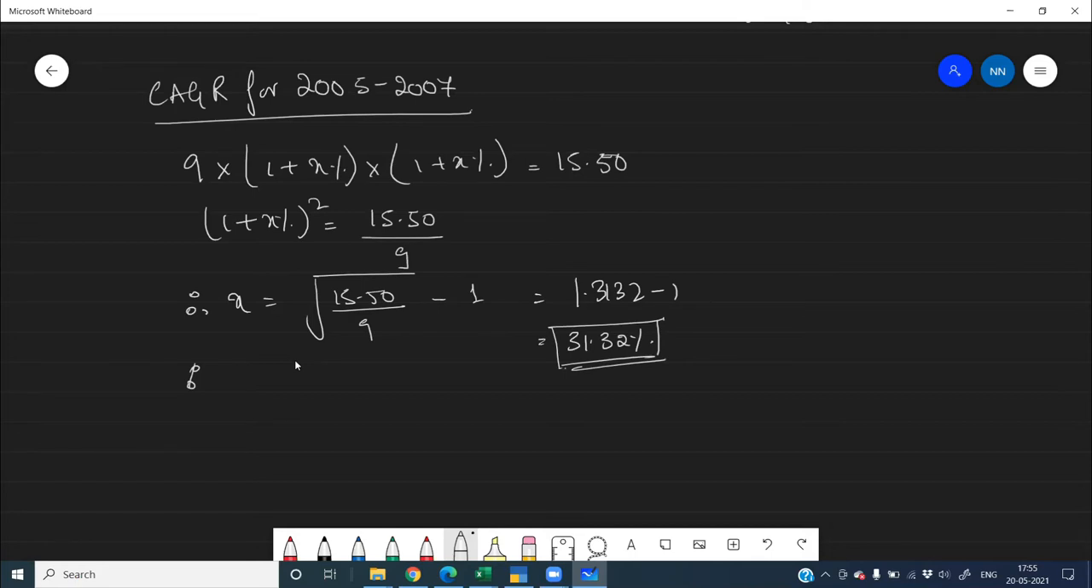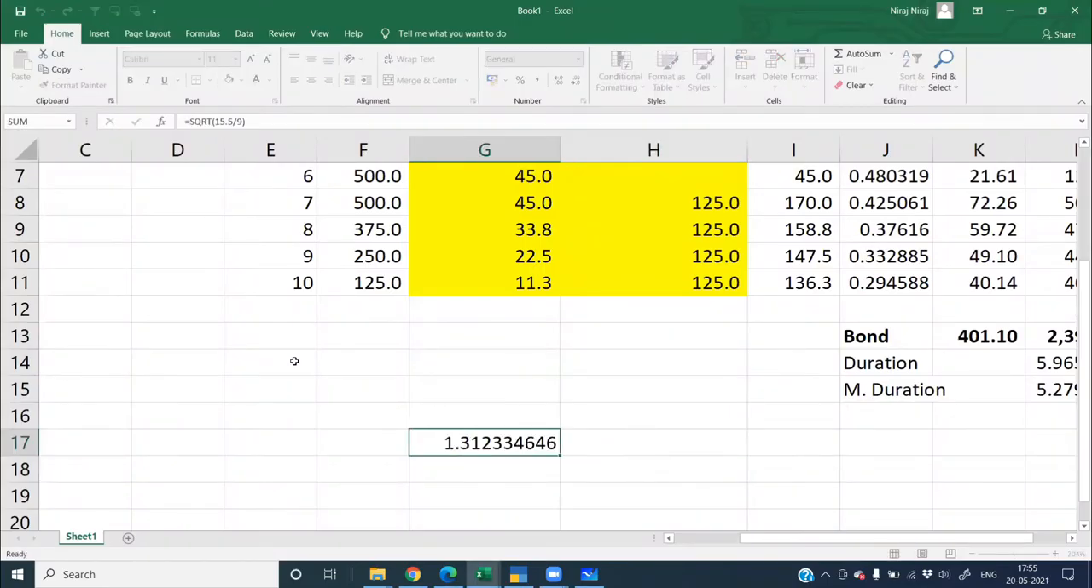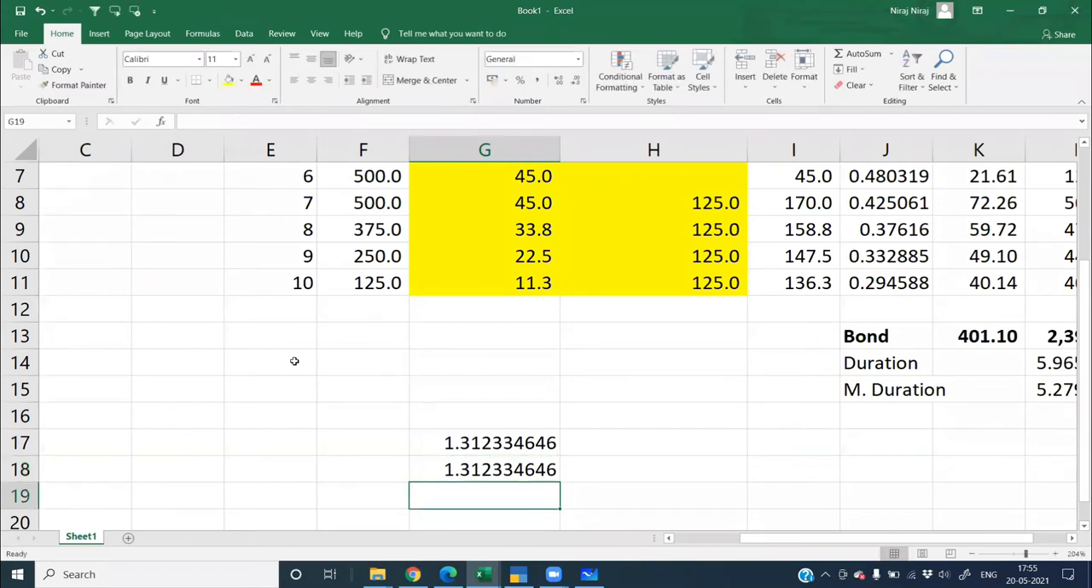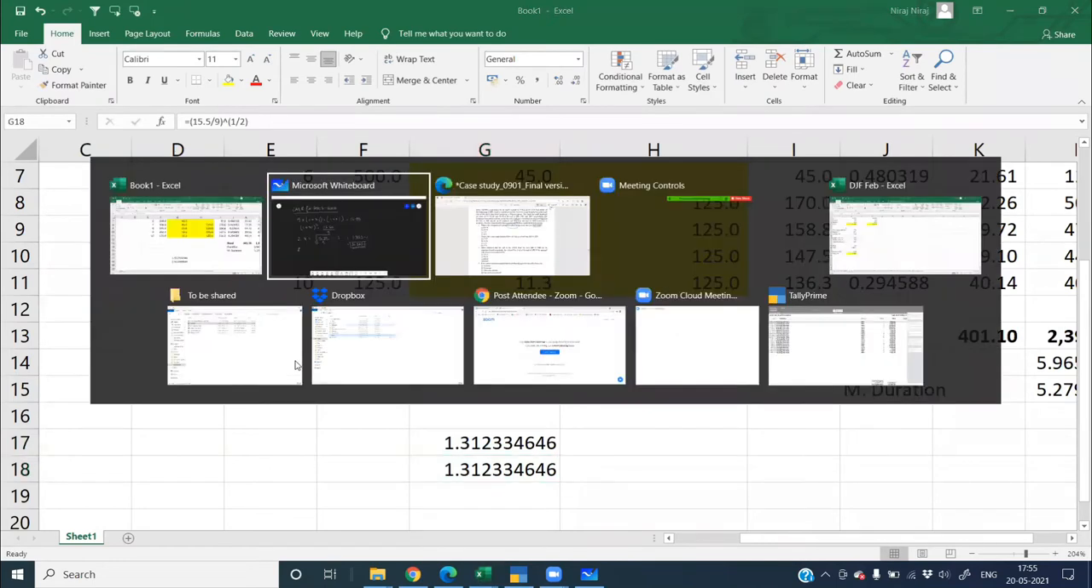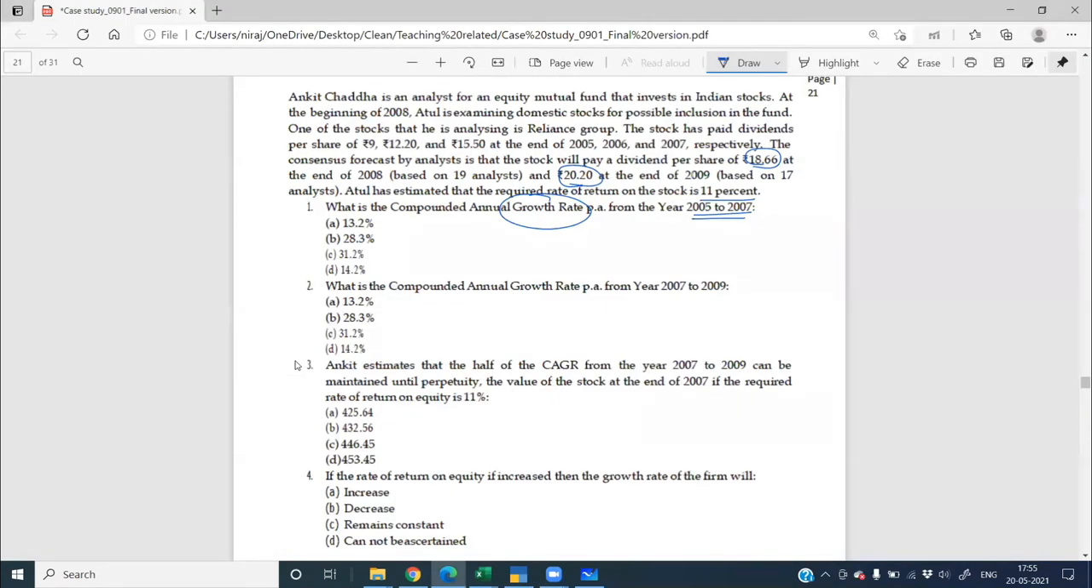The other way to solve this square root is you can also write directly, inside a bracket, 15.5 divided by 9, bracket close, raised to the power 1 divided by 2. You will get the same answer. There are two different ways of calculating this. You will get the answer differently, but the answer will be the same. So my first answer is 31.2%.